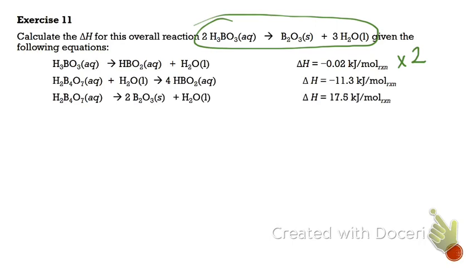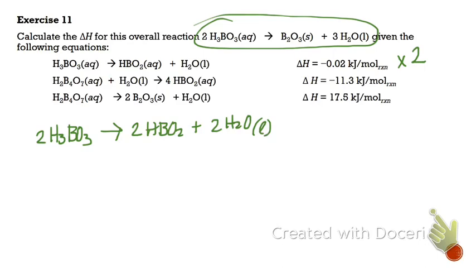So I'm going to multiply it by 2, so I'm going to rewrite that, and I'm going to have 2 H3BO3 going to 2 HBO2 going to 2 water. You don't necessarily have to write the phases down, but I almost always at least write them down for water, because some reactions will have water changing from liquid to gas, and you have to pay attention to that. So I always just at least try to write water. It's hard to say. So then my delta H is going to end up being a negative 0.02 times 2, because I multiplied by 2.